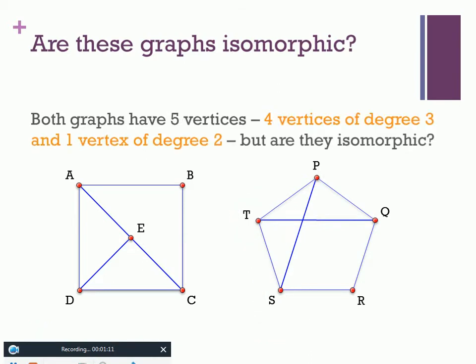we can see that both graphs have the same number of vertices, and they both have 4 vertices of degree 3 and 1 vertex of degree 2. But is this enough to say that they are isomorphic?